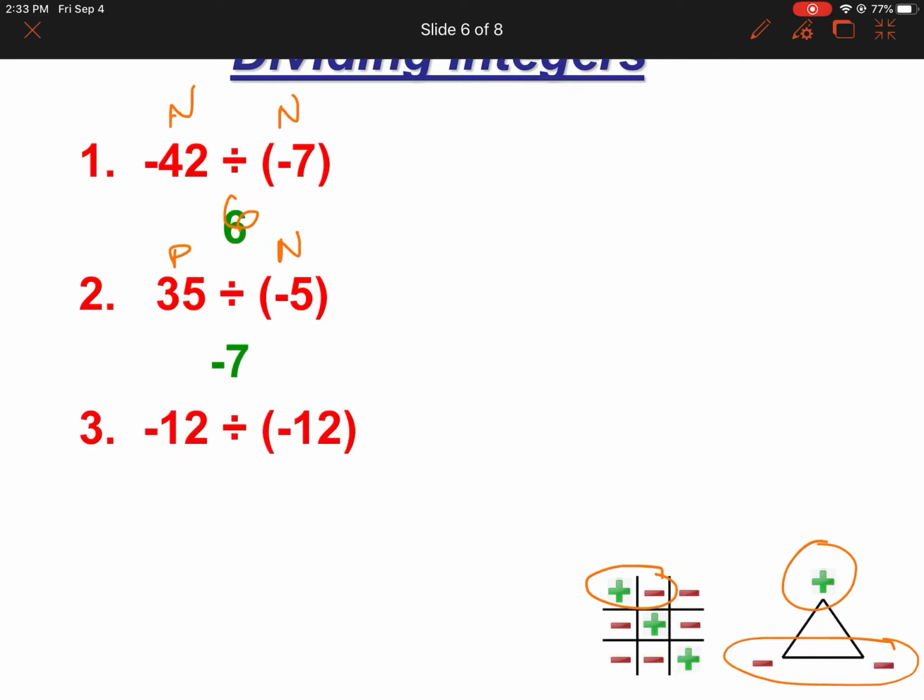This one we have negative 12 divided by negative 12. Those signs are the same. And so when the signs are the same, the answer is always positive. So we get positive 1.